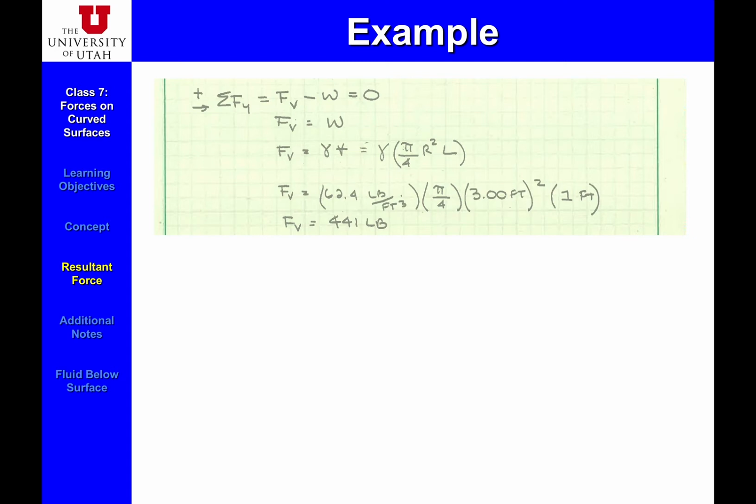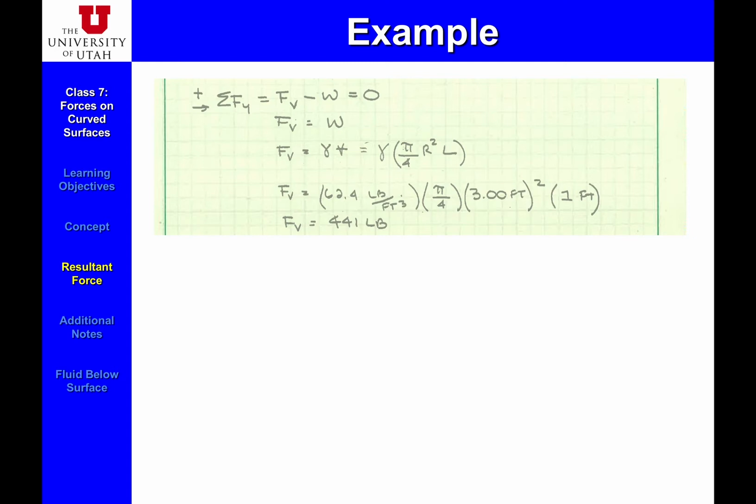And we get the weight of the fluid by multiplying the specific weight times the volume. And so to get the volume of the section that we're looking at, we just take pi over 4 r squared times L. And so then in the next line, we plug in our specific weight, 62.4. We have pi over 4. We have 3 feet squared times 1 foot, our length into the board.